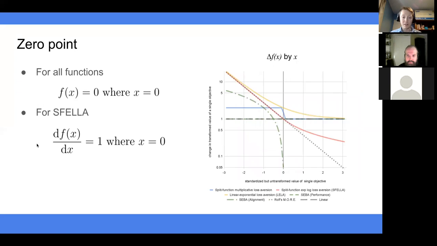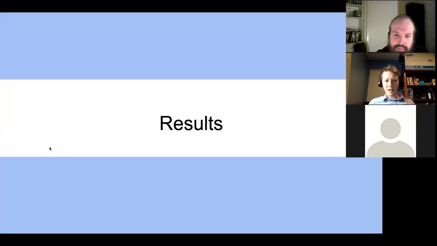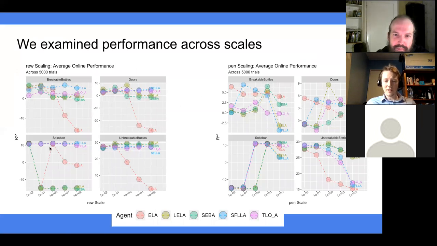And for the split function exponential log loss aversion in particular, we can see the change of f(x) by x at zero is one. And we think that might have some helpful properties. So we wondered how our new functions would perform in a variety of contexts, scaling primary reward by powers of 10 from negative 2 to 2, and scaling the alignment penalty along the same scales across the four environments that Robert described a little earlier. So what did that look like? We examined performance across these scales.